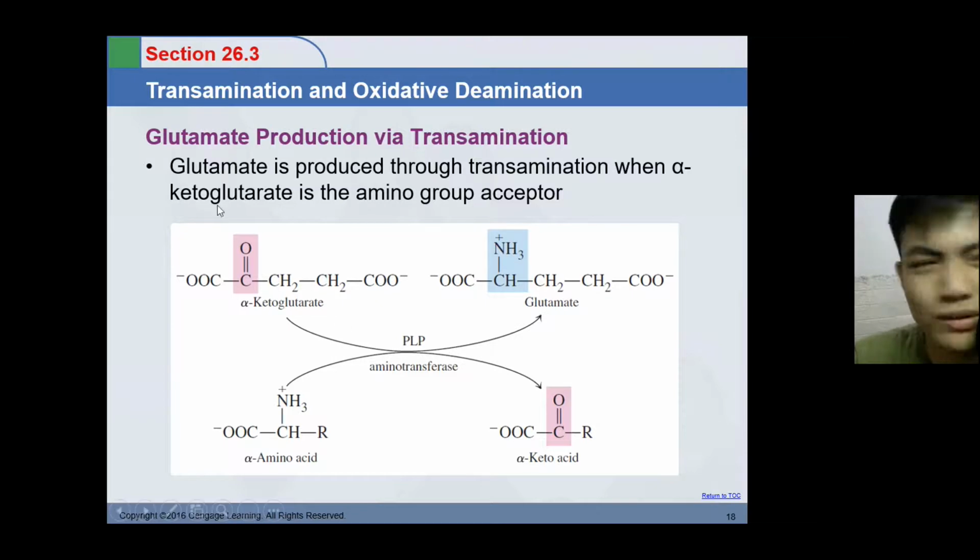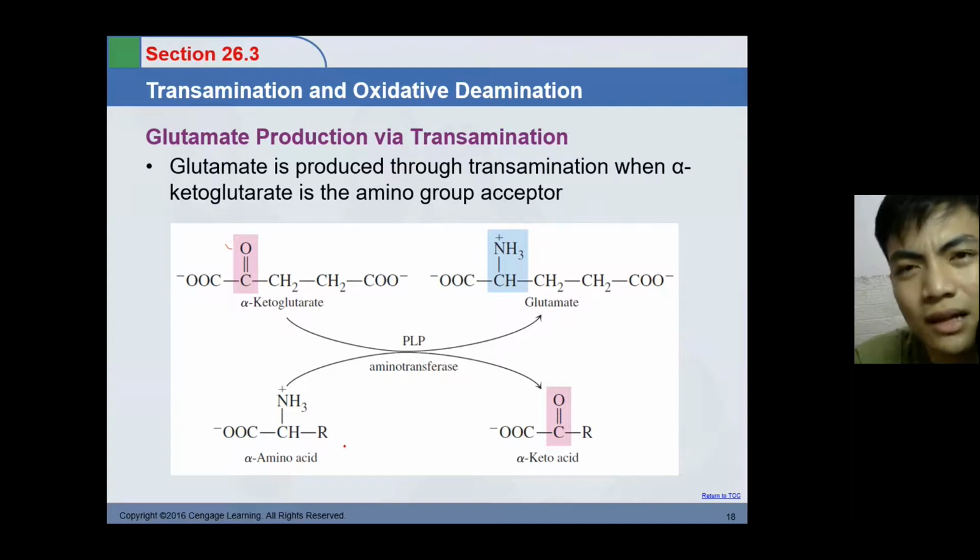So, paano napoproduce yan? Our alpha-ketoglutarate reacts with another amino acid, and then ang mangyayari is that the amino group here will be transferred to this carbonyl carbon. Bali magsuswap sila ng functional group. Yung carbonyl, malilipat doon. Yung amine, malilipat dito. So, yun yung transamination. Magpapalit sila ng carbonyl and the amino. And that produces glutamate from our amino acid.